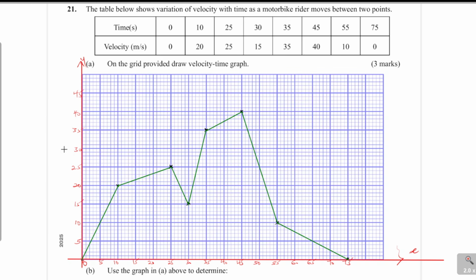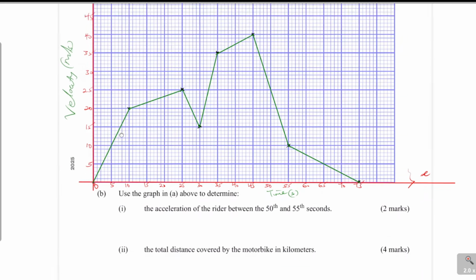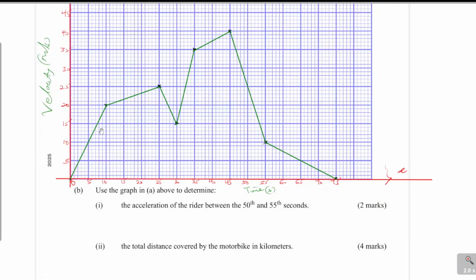And the y-axis, make sure you label these. This is velocity in meters per second, and then you have time in seconds. After doing that, we go to the questions. Use the graph, that is B, use the graph in A above to determine 1. The acceleration of the rider between 50th and 55th seconds.